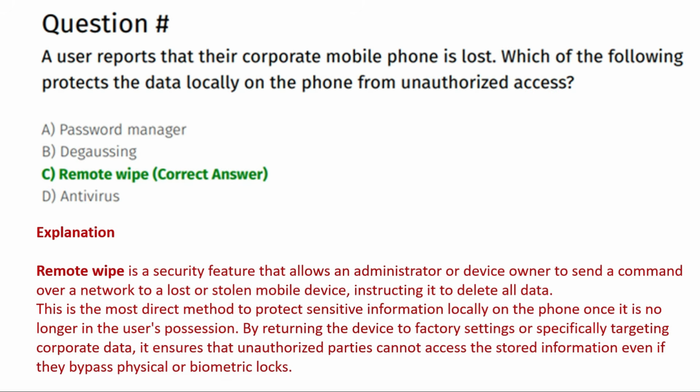So remote wipe is a security feature that allows an administrator or device owner to send a command over a network to a lost or stolen mobile device, instructing it to delete all data. This is the most direct method to protect sensitive information locally on the phone once it is no longer in the user's possession. By returning the device to factory settings or specifically targeting corporate data, it ensures that unauthorized parties cannot access the stored information even if they bypass physical or biometric locks. So that's why the correct answer for this question is option C, remote wipe. So let's move to the next question.